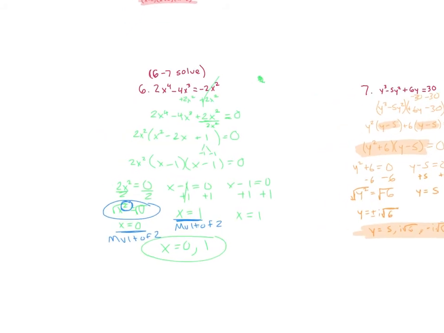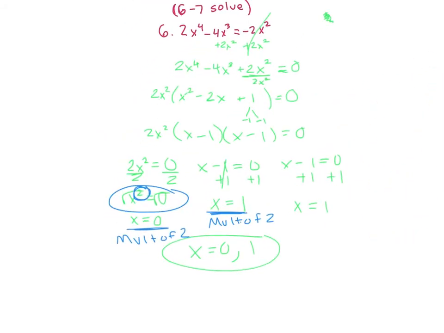So for number 6, we had 0 that repeated because it was x squared. Since this was an even exponent, 0 repeats. So we have a multiplicity of 2 at 0. And then we have x is equal to 1 and x is equal to 1. So we have 2 1s as our answer, so we have a multiplicity of 2 there. Multiplicity is just if it repeats or not. It's how many times we have that number as our solution.